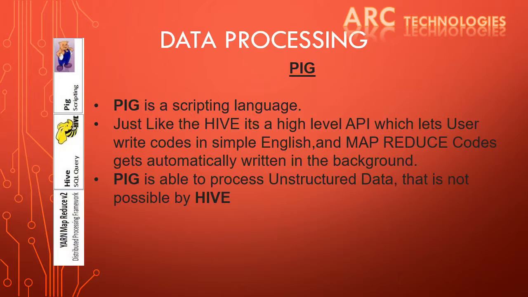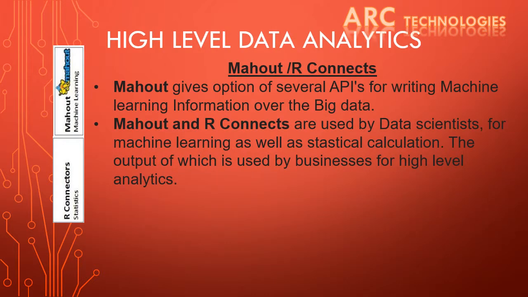The advantage of Pig over Hive is that Pig is able to process unstructured and semi-structured data, which is not possible to be processed by Hive. Okay, so we have ingested the data, we have stored the data, we have processed the data. Now, using that processed data is done by certain high-level APIs like Mahout or RConnects. That's mostly used by the data scientists for machine learning and statistical calculations, and the output of which is used by the organizations for getting their business analytics and so on.